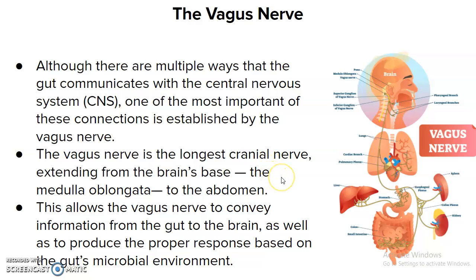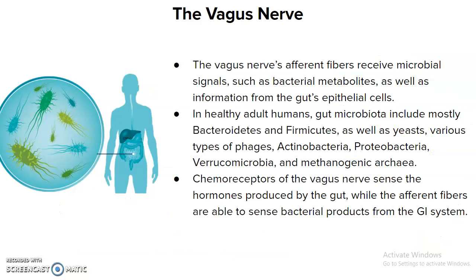It extends from the brain's base, which is the medulla oblongata, all the way to the abdomen, and this allows the vagus nerve to convey information from the gut to the brain and to produce the proper response based on the gut's microbial environment. So based on whatever microbes are present within the gut. And the vagus nerve's afferent fibers receive the signals from the microbes in the stomach. And the signals could include bacterial metabolites, so things that the bacteria uses or disposes of through metabolism, and it could also include information from the gut's epithelial cells.